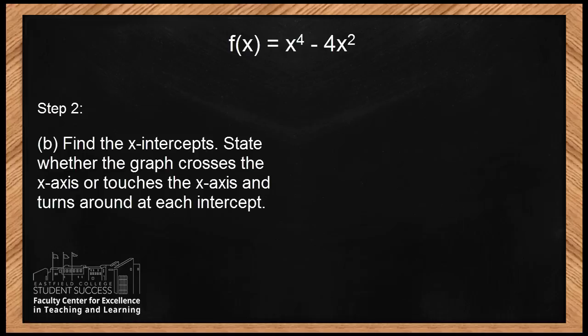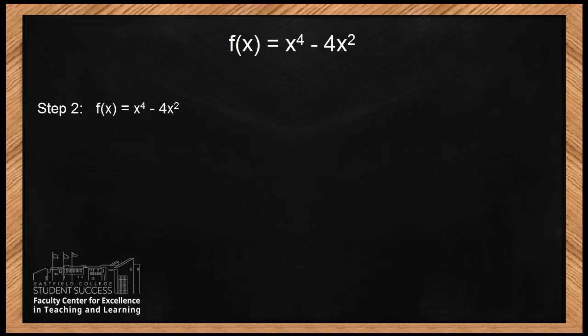Let's look at part B. Find the x-intercepts. And of course, we have to state what happens at each of the x-intercepts. Let's take our function, f of x equals x to the 4th minus 4x squared. Remember, when we're finding x-intercepts, we will always let our function equal 0. So let's set x to the 4th minus 4x squared equal to 0.